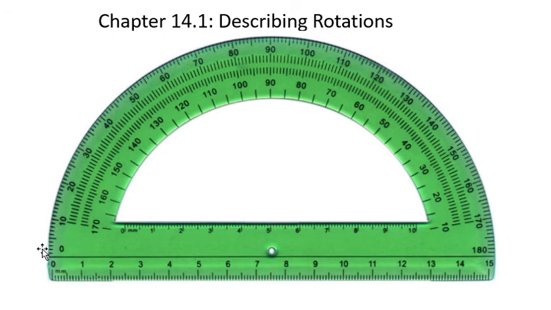However, the numbers do increase on this side from 10 to 20 to 30 to 40 to 50. So as we start here in the left side and go around, the numbers are increasing. They go all the way to 170 and 180. So you can use that scale.